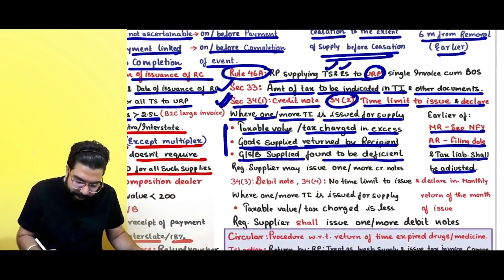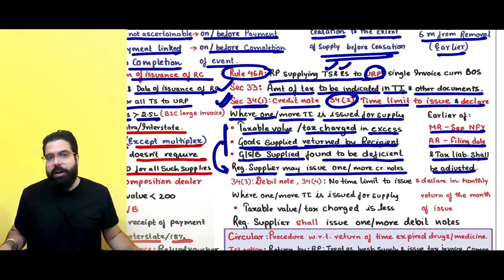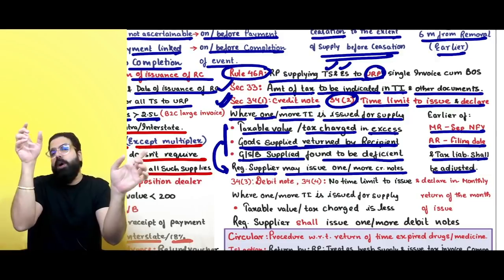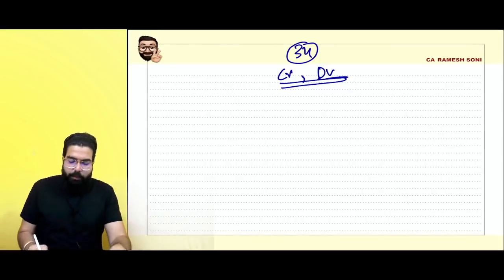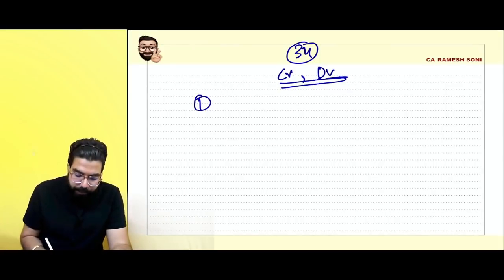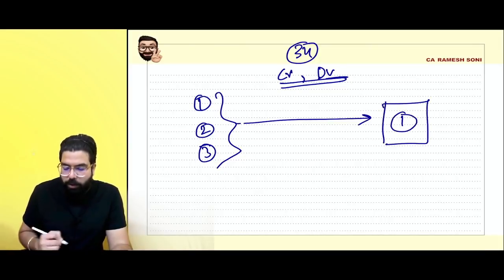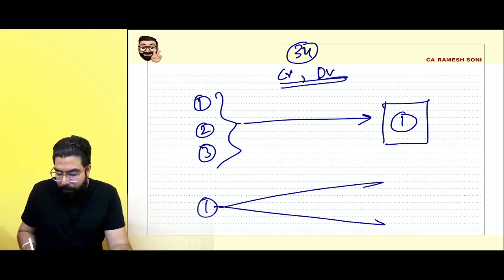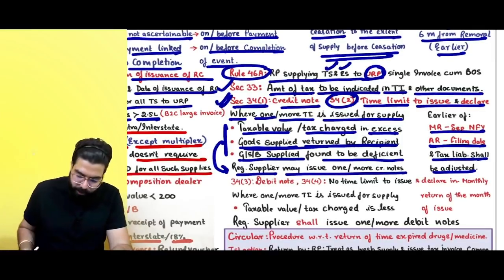In all this scenario, what will happen? A registered supplier may issue one or more credit notes. Meaning for multiple invoices, one credit note can be issued. For one invoice, multiple credit notes also can be issued. For example, I have supplied you 1, 2, 3 invoices, but I have charged you a little more. Then for all the 3 invoices, one credit note can be given. And for one invoice, multiple credit notes also can be given. Done, sir. That is what is being told.